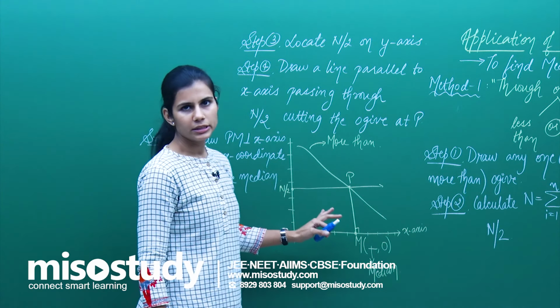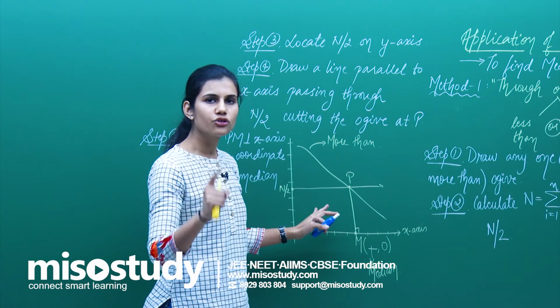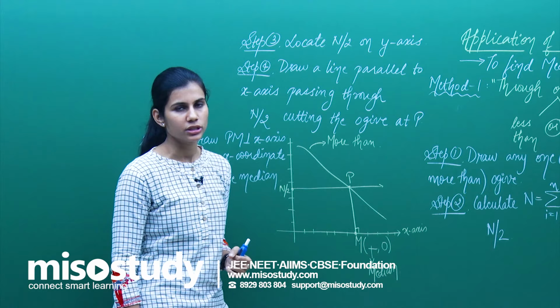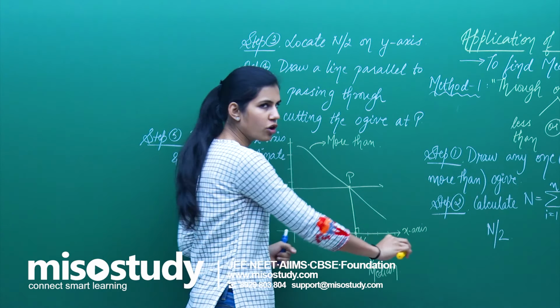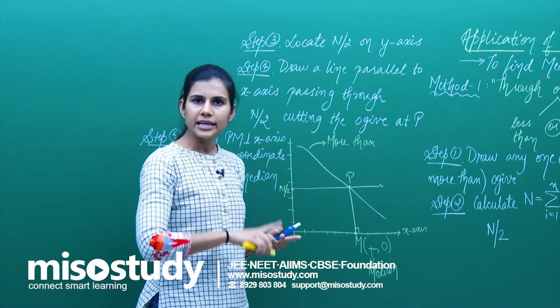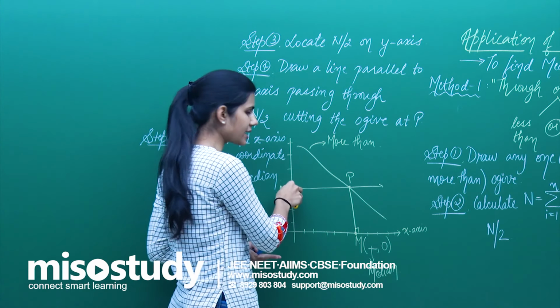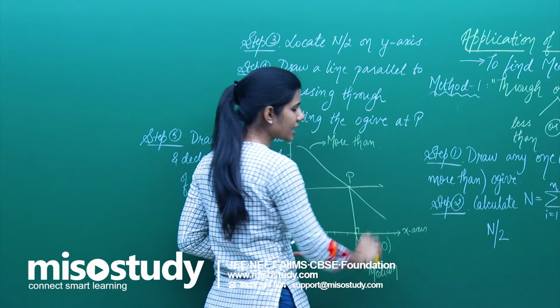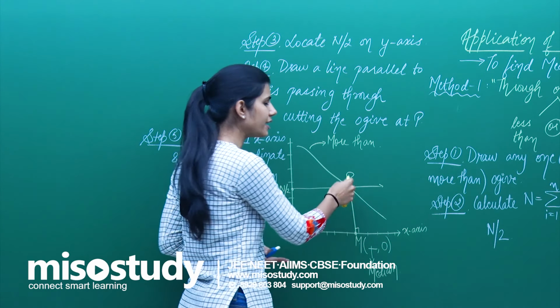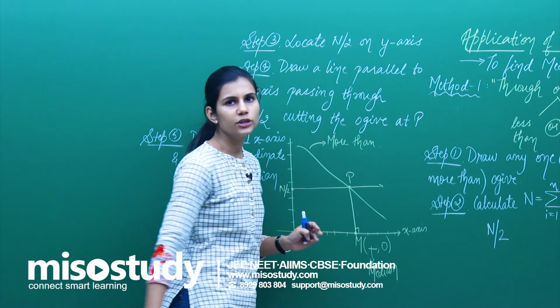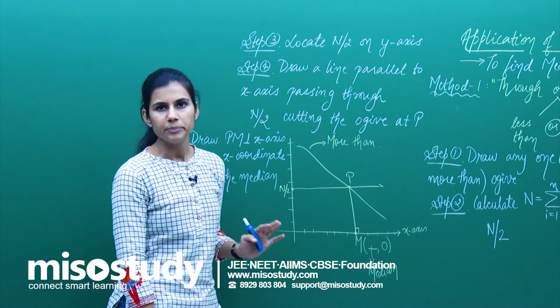That is the algorithm which, through just the drawing of one ogive, gives you the median of the respective frequency distribution. So what we have to do is draw the ogive, either more than or less than. Second step, compute capital N, evaluate correspondingly N by 2, and locate it on the y-axis. Draw a line parallel to the x-axis passing through N by 2, cutting the ogive at some point P. Draw PM perpendicular to the x-axis, and the x coordinate of point M will be declared as the median.